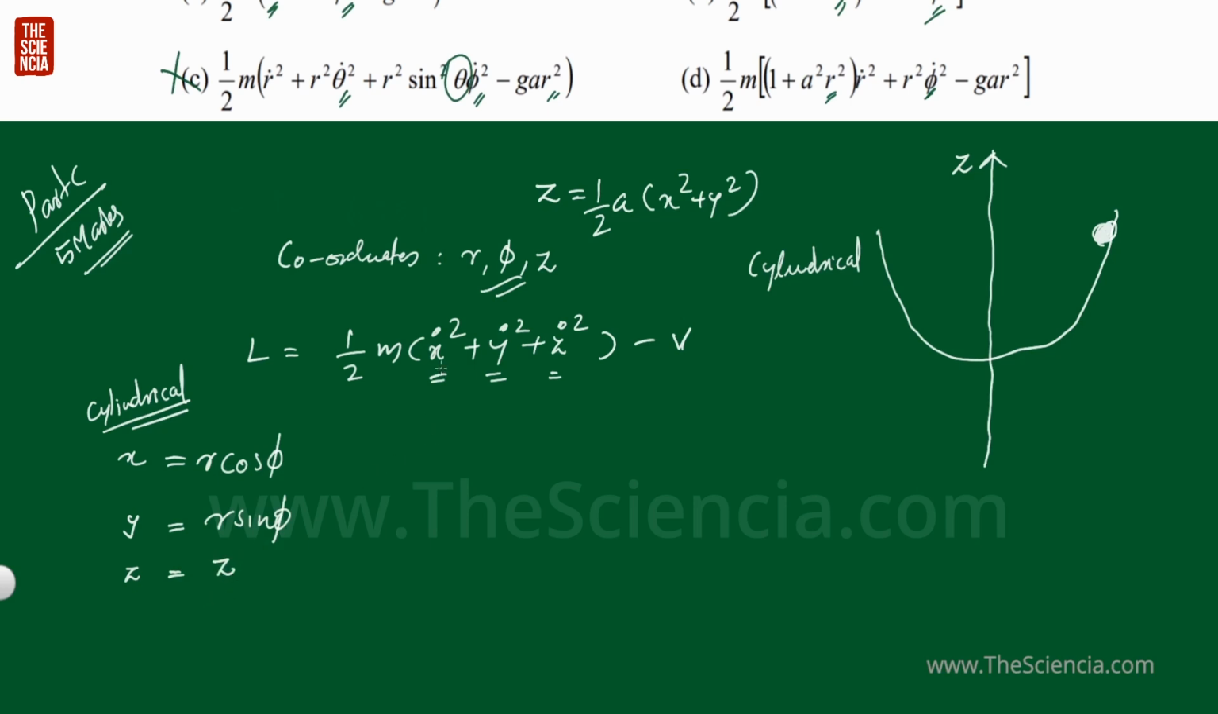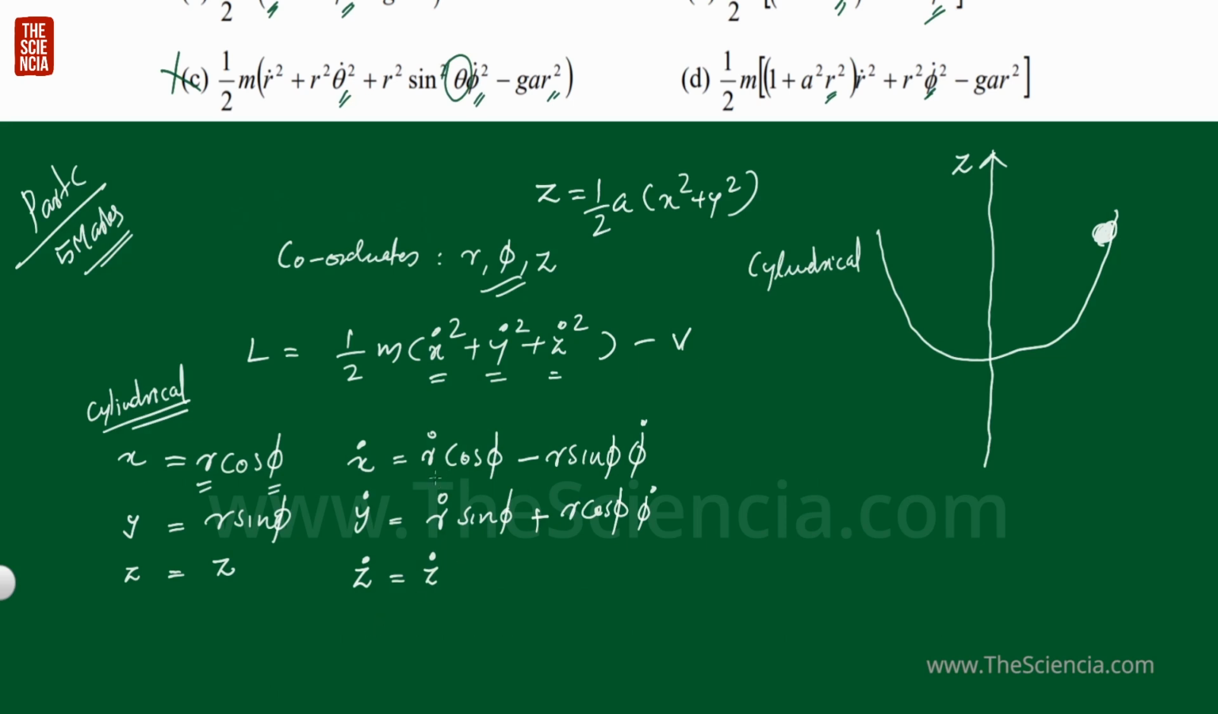So we can find out x dot, right? That is x dot will be equal to, here two variables are there, one is r, one is phi. So r dot cos phi minus r sin phi phi dot. And what is y dot? This will be equal to r dot sin phi plus r cos phi phi dot. And what is z dot? It is equal to z dot itself. Now we have to find out x dot square plus y dot square plus z dot square.